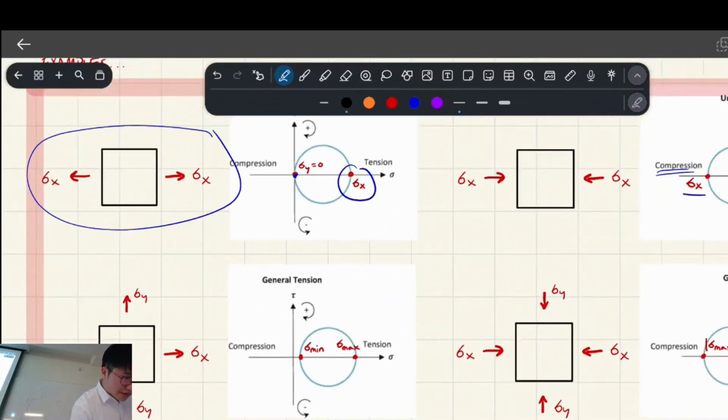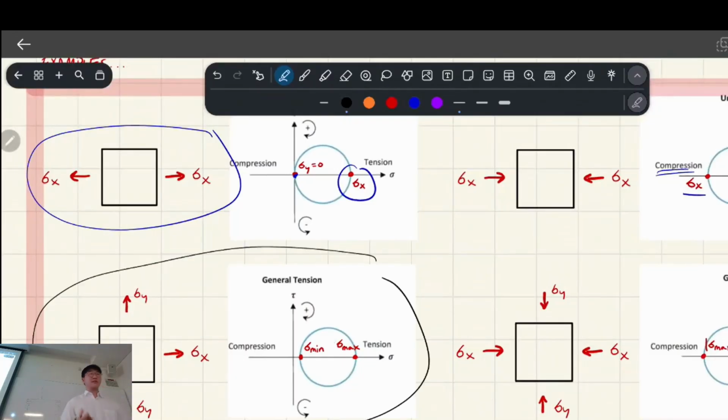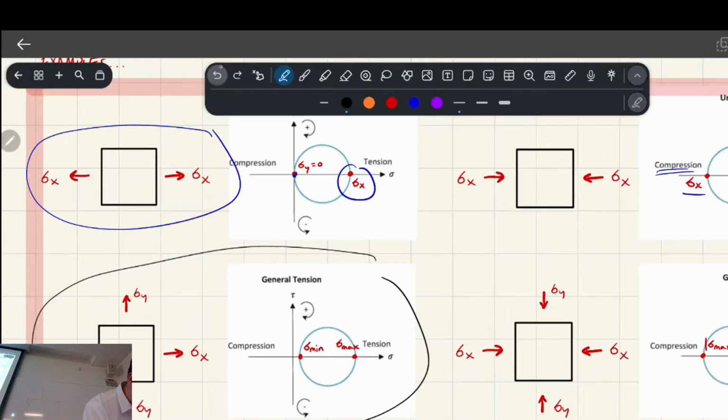Okay, so here's one which is general tension. That's plotted, and that's where that 2D stress element's being pulled, but in the x and the y direction. In this particular scenario, it just says min or max. I didn't specify which one's getting pulled more, but let's just say this one's getting pulled at 2 MPa, and this one's getting pulled at 1 MPa.